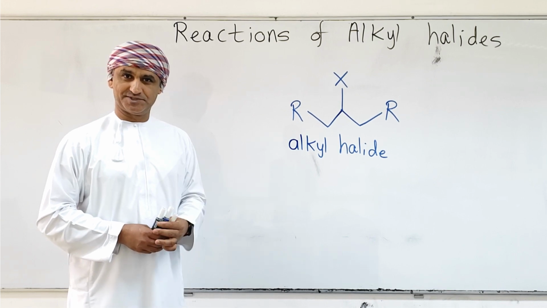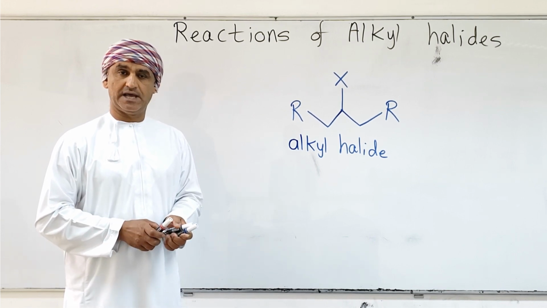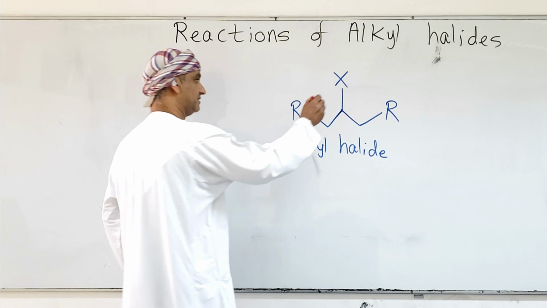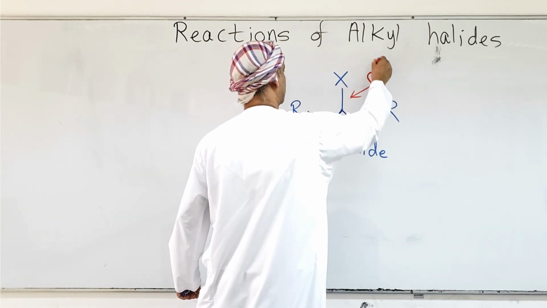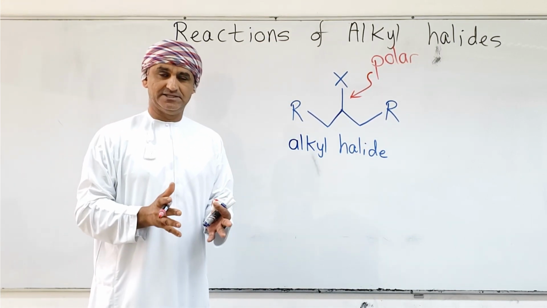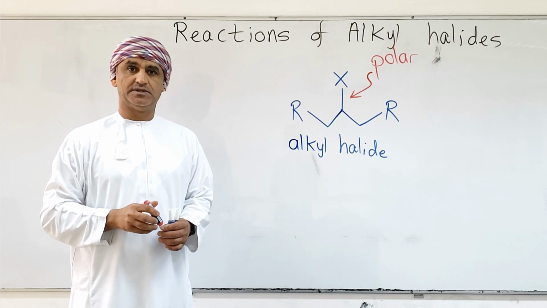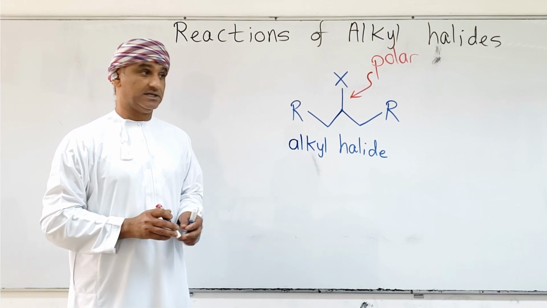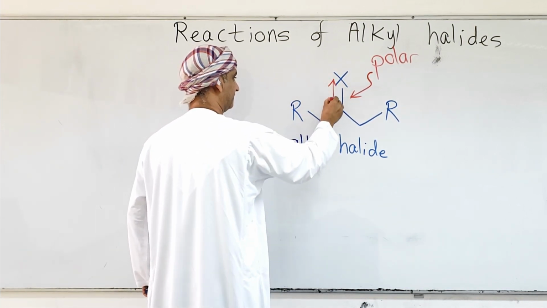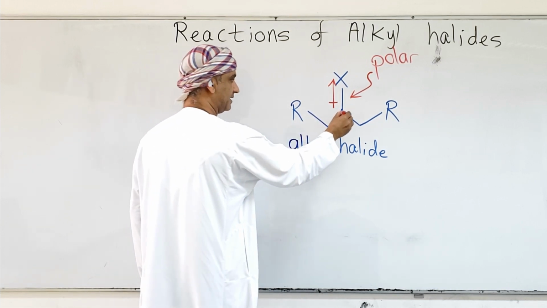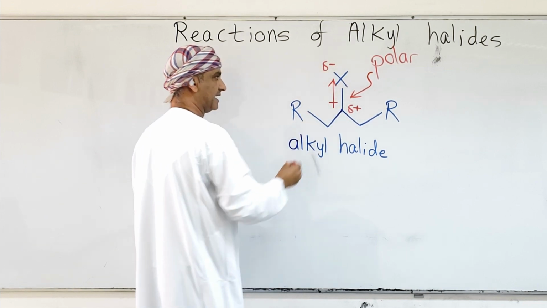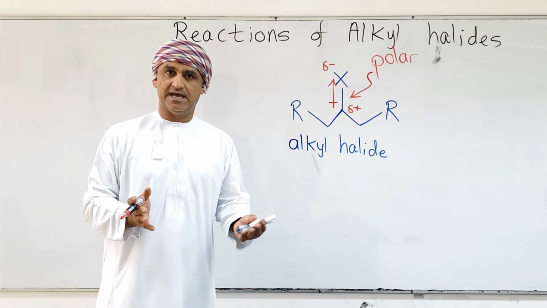And as we learned before also, the carbon-X bond is a polar bond. So this is the polar bond that alkyl halides contain. The CX bond is polar, and the polarity of this chemical bond is due to the difference in electronegativity between carbon and X. Obviously, X is more electronegative than carbon, leaving carbon with a positive partial charge and X with a negative partial charge. X is a halogen.